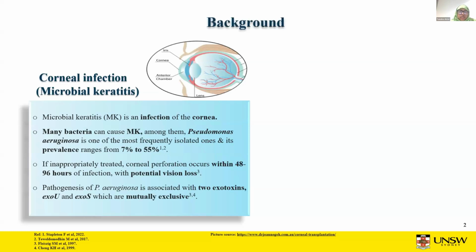Microbial keratitis is an infection of the cornea which covers the iris and pupil. This infection can be caused by a number of bacteria. However, Pseudomonas aeruginosa is one of the most frequently isolated ones and responsible for 7 to 55% of cases. Pseudomonas aeruginosa keratitis can lead to perforation of the cornea within 2 to 4 days with potential blindness if appropriate treatment is not initiated. The pathogenesis of Pseudomonas aeruginosa keratitis is associated with two exotoxins known as ExoU and ExoS, which are usually mutually exclusive.